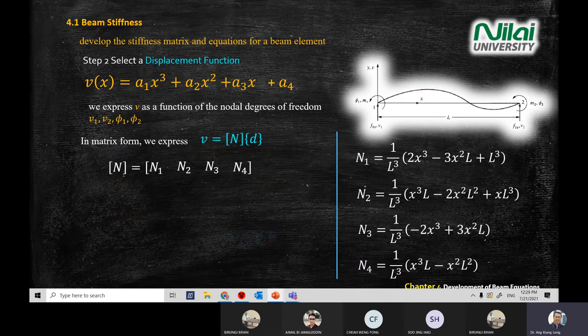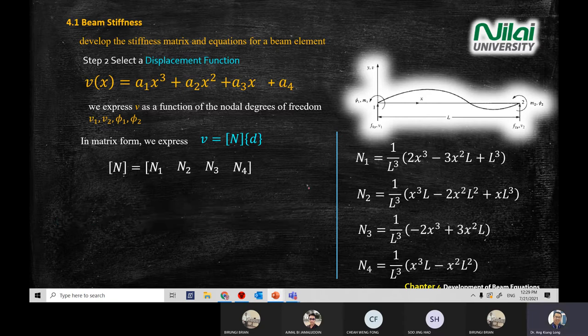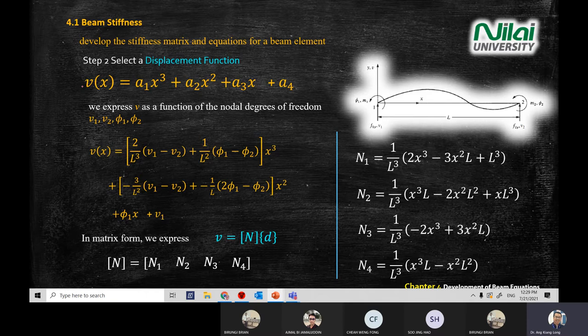So after you get N1, N2, N3, N4, this is just additional information for this polynomial equation. If you study shape function in the mathematics area, there's one scientific word for all these shape functions. They call it Hermite cubic interpolation or cubic spline function. But anyway, what is important for this module is that you can derive from the polynomial equation for the V, and then you can write the equation in terms of V equal to shape function times the displacement, V equal to ND.